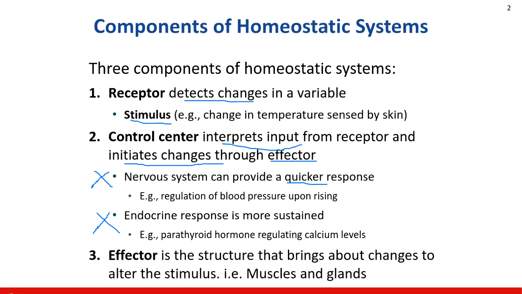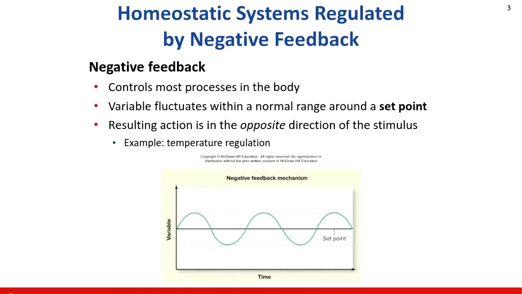So the third component is the effector, and this is the structure that brings about the change. For our purposes in this course, the only two effectors that we'll be discussing are muscles and glands. So you'll hear me say effector organs, and those are muscles and glands. Those are the three components of the homeostatic system.